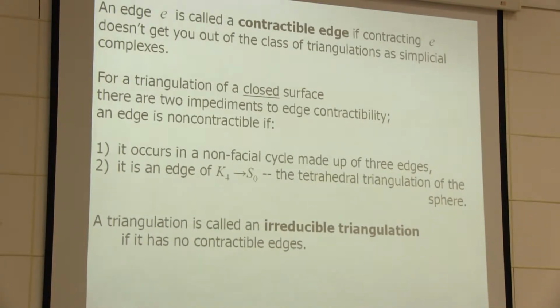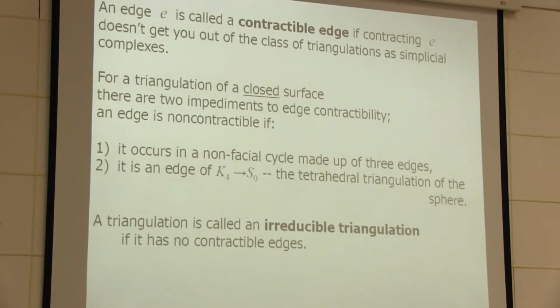Now I give you a more accurate definition. An edge is called contractible if you can contract it and this doesn't get you out of the class of triangulations as simplicial complexes. Specifically for closed surfaces, if you have a triangulation of the closed surface, there are 2 impediments to edge contractibility. The first is that if the edge occurs in some non-facial cycle of 3 edges, you cannot contract it. I explained why. And the second reason is that you cannot contract any edge in the tetrahedral triangulation of the sphere, because again it will get you out of the class of triangulations.